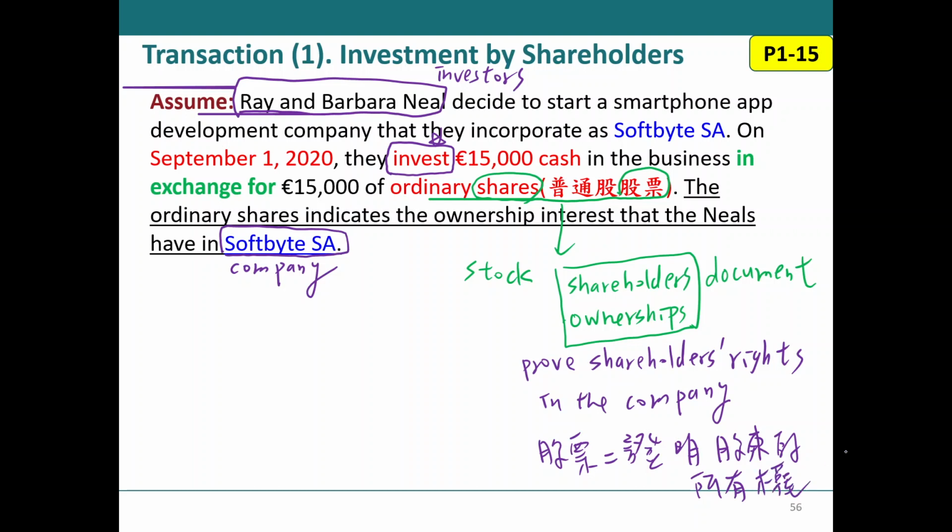Okay, so when we talk about the stock, when we talk about the share, actually it's just a paper, a paper document. The paper document just proves, okay, you are our shareholder. That's it. Like your student ID. Your student ID is also a paper document to prove you are Yuanzhi students. That's it. Okay?